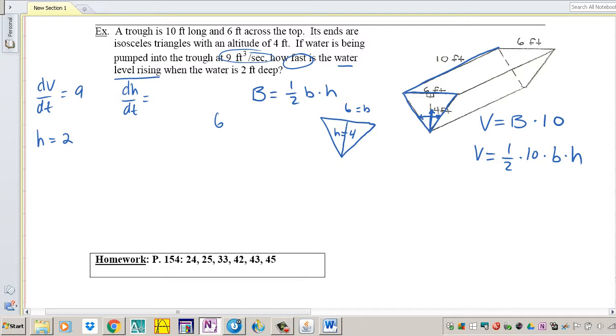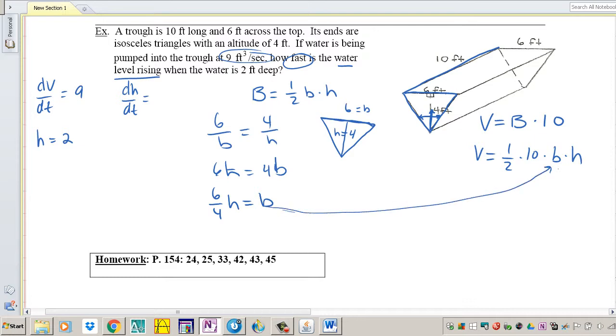So here's what we're going to do. We're going to write a proportion of similar triangles. My base is 6 over b and 4 over h. 6h is equal to 4b, and I want to solve this in terms of b, because I want to eliminate the b variable. So it's going to be 6 over 4 h is equal to b. Now, why do I want to solve for b? Because if I solve for b and plug it in here, I no longer have b anymore. I have now h's. So let me simplify this: b can be reduced to 3/2 h.